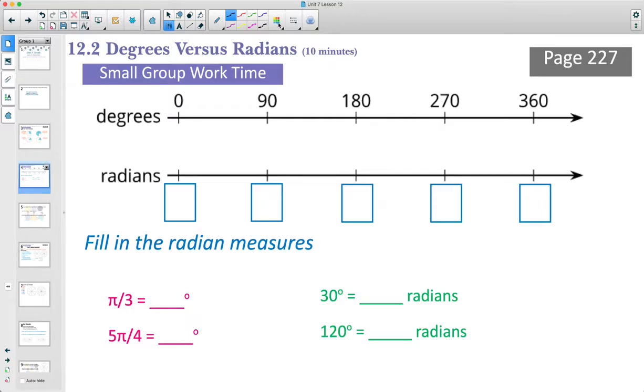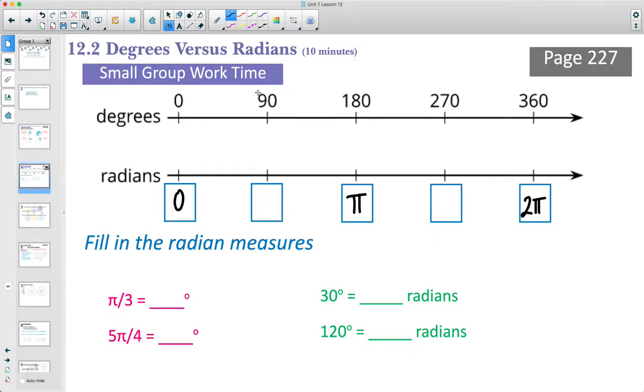All right, so coming up with the radian measures, so we know 0 degrees and 0 radians would be the same. Okay, maybe you remember that the top half of the circle was pi radians and the entire circle was 2 pi radians. So that gave you a couple anchor points.